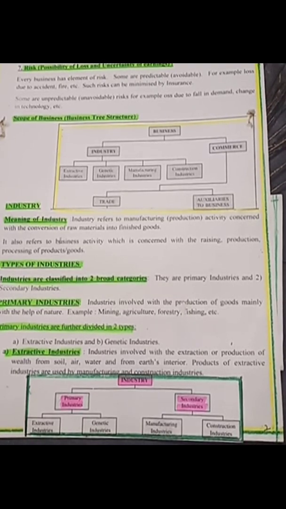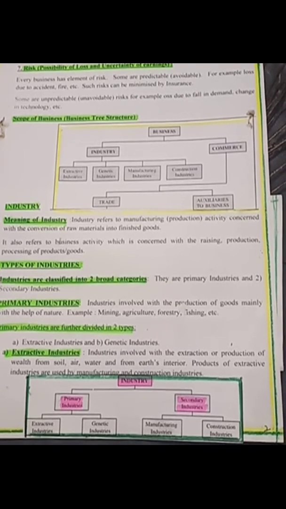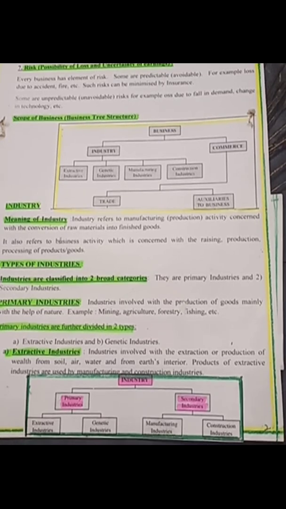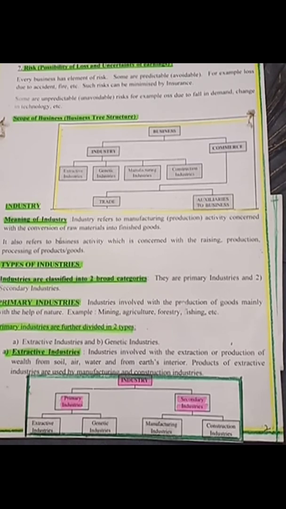Children, I wanted to continue with the scope of business, that's the business tree structure, but owing to time, I'm not able to continue that, children. I will do that in the next class. Please note down, children, we have run out of time. So let's recapitulate whatever we have done.